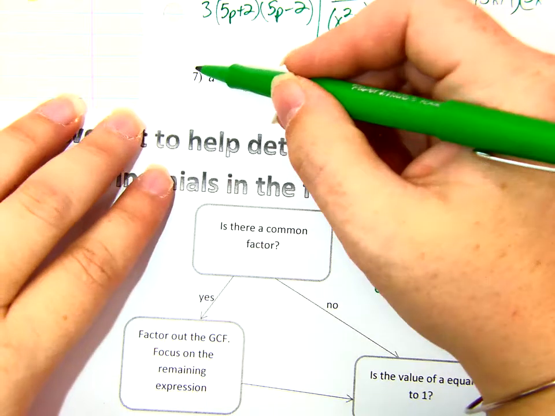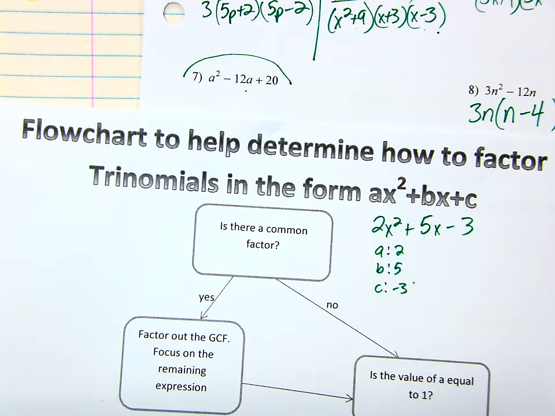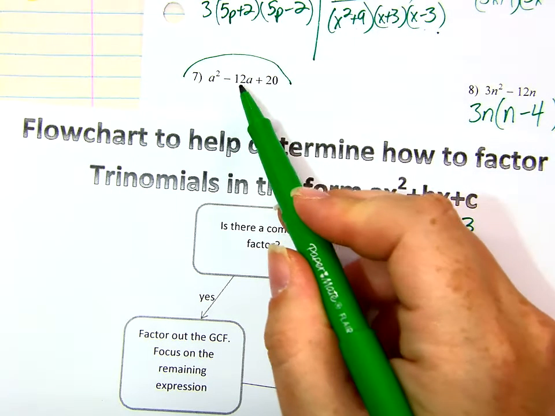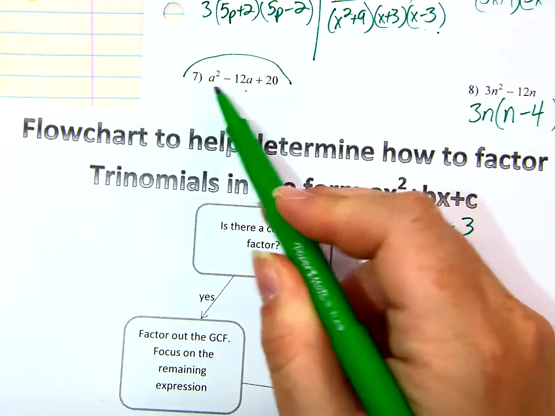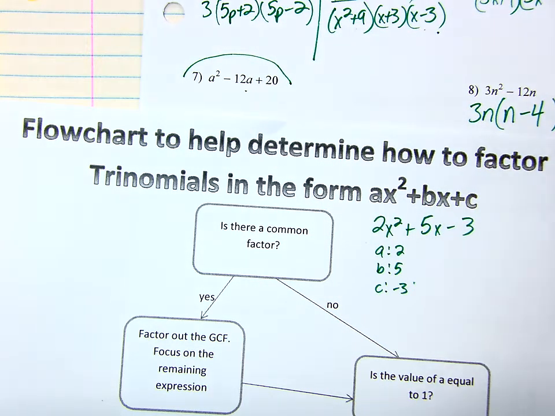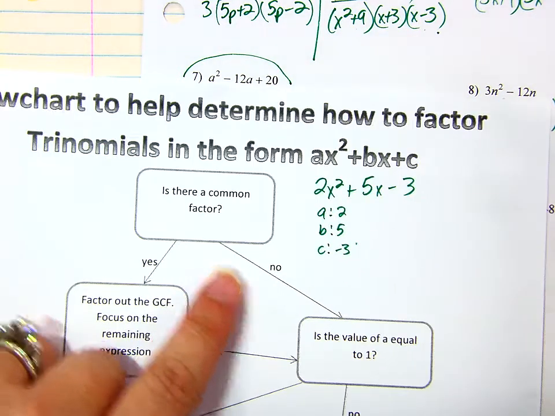All right, so here's the problem we're doing. Is there a common factor? Is there something that all three terms have that I can pull out? No. 12 and 20 have common factors, but if all three don't have it, I can't do anything. All three have to have a common factor for me to take it out. So there isn't one. So let's follow the no path.